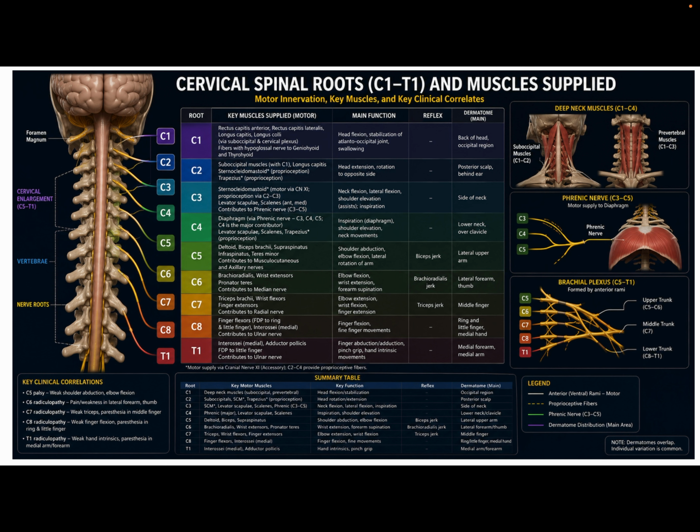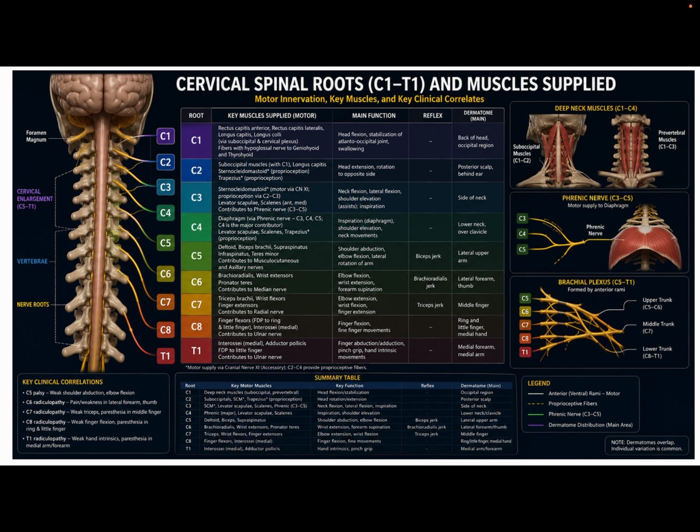C5 nerve root. The C5 nerve root supplies the deltoid, biceps brachii, supraspinatus, infraspinatus and teres minor. So what are the muscles supplied by C5? Deltoid, biceps brachii, supraspinatus, infraspinatus and teres minor. Its principal actions are shoulder abduction, elbow flexion and lateral rotation of the arm. What are its principal functions? Shoulder abduction, elbow flexion and lateral rotation of the arm.